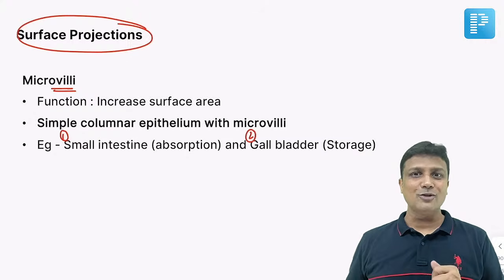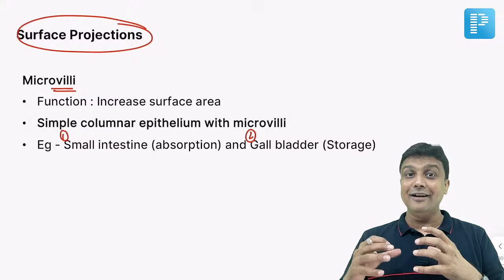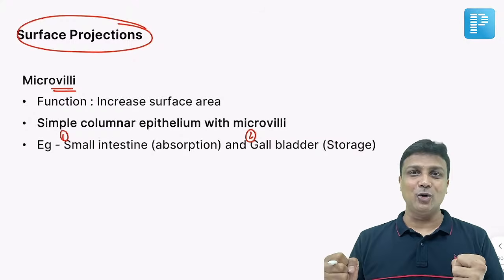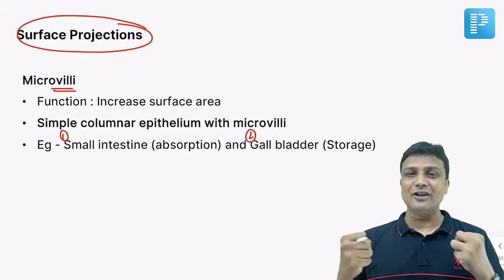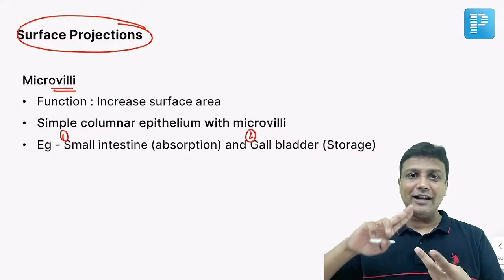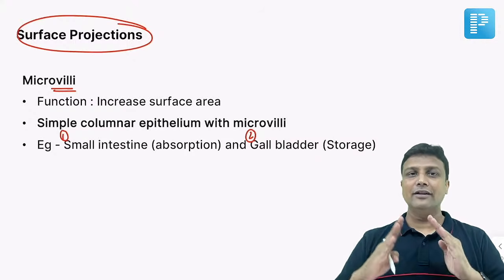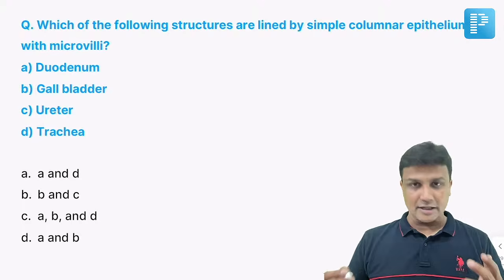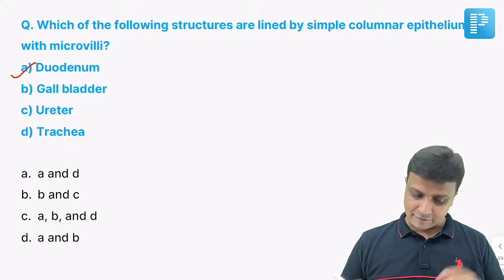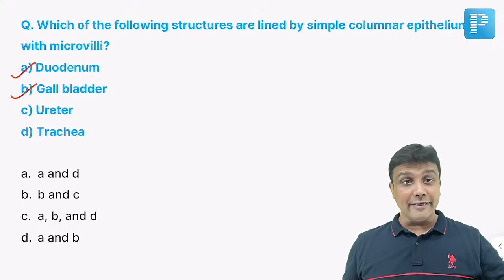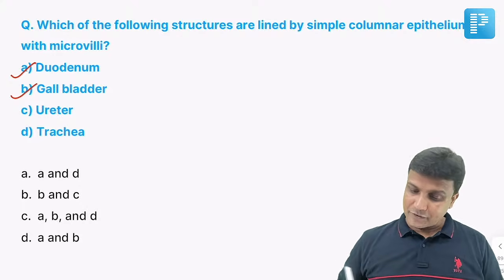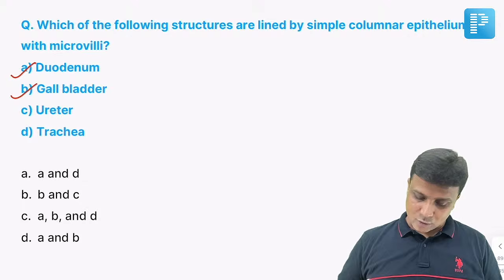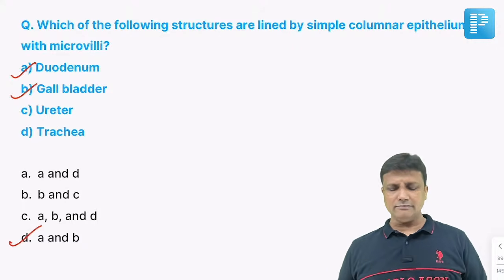And in the gallbladder, what is going to happen? Bile will be collected and it will be concentrated over there. So for increasing the surface area of absorption, in the small intestine and in the gallbladder, you will have the cells with the microvilli over there. So now let us see here. Small intestine will include duodenum, of course, as well as gallbladder. They are the ones which will have the simple columnar epithelium cells with the microvilli. Options A and B are correct over there, not the ureter and trachea.